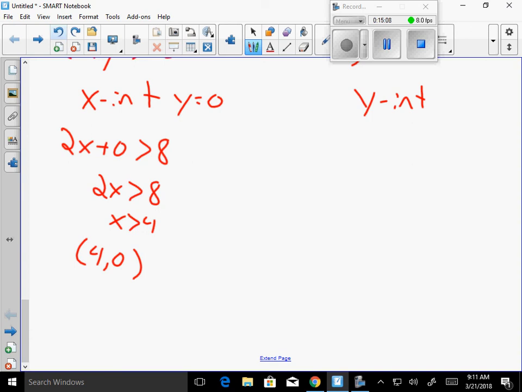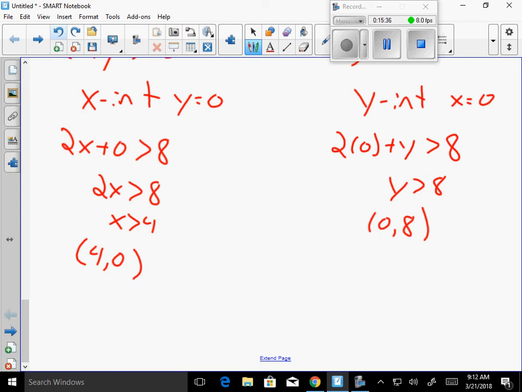Next point, my y-intercept, x equals 0. So I plug that in, so it'd be 2 times 0 plus y is greater than 8. This is kind of nice. 2 times 0 is 0, so I just have y is greater than 8. So there's my next point. It's at 0 and 8. Are we all okay with finding those 2 points?